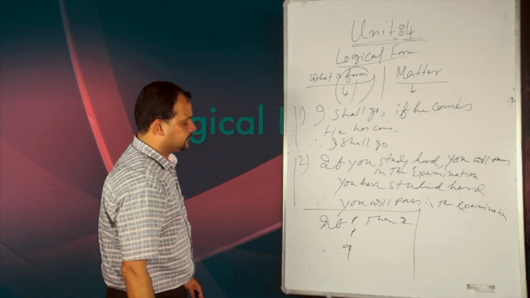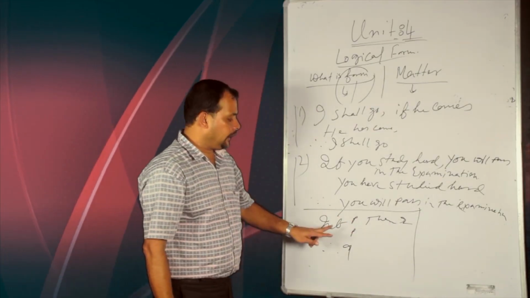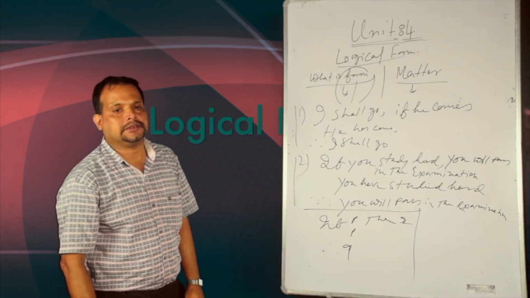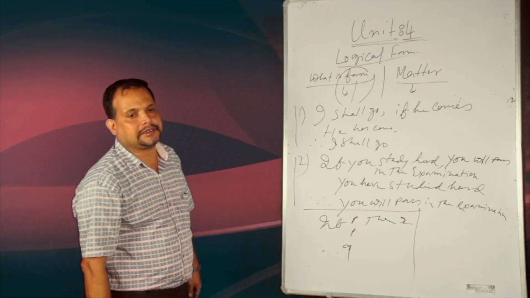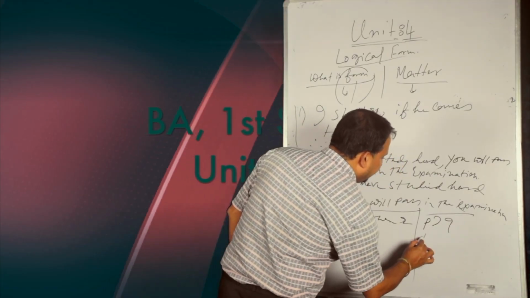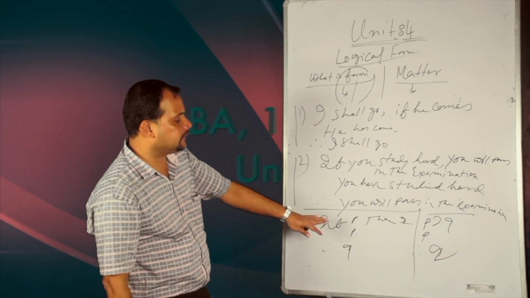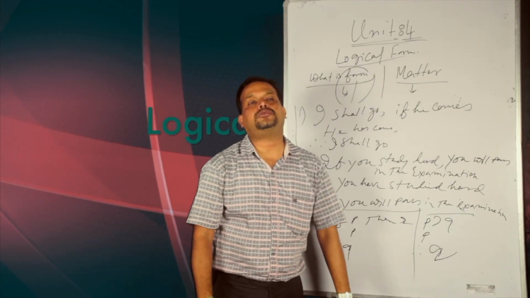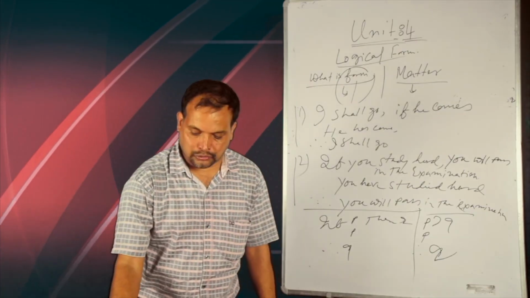These two propositions can be logically expressed as: if P then Q, and P, therefore Q. But this logical form can be symbolically represented as P implies Q, and P, therefore Q. So this is modus ponens, a valid logical form. The use of symbols reveals the form of the argument.